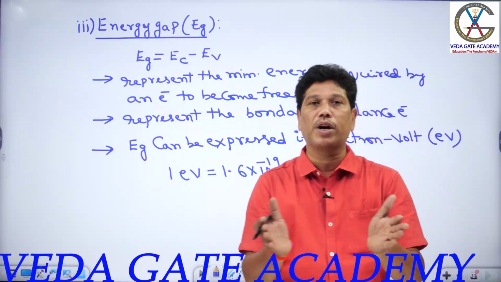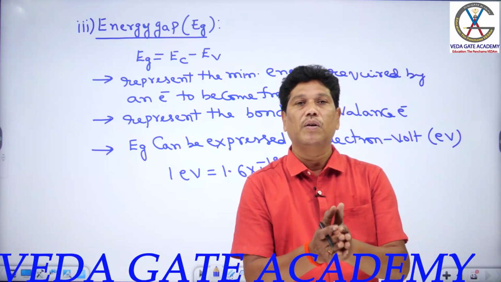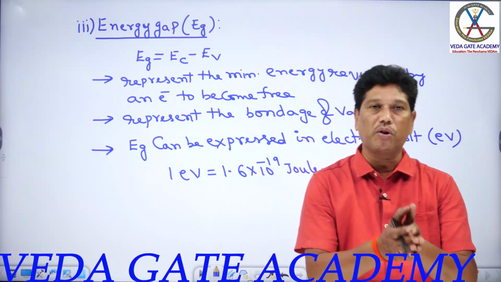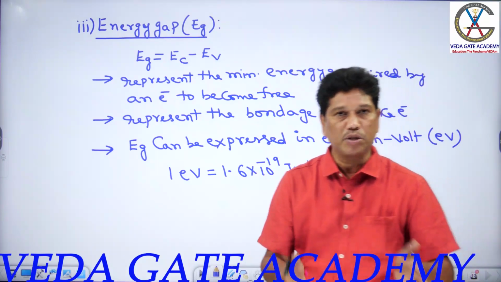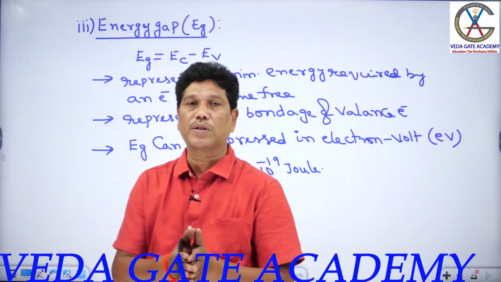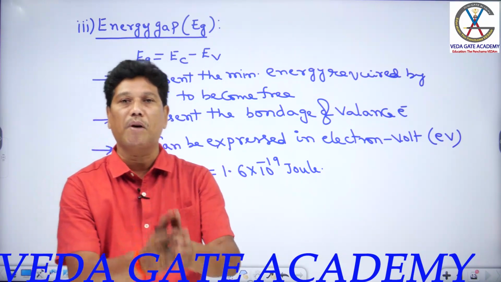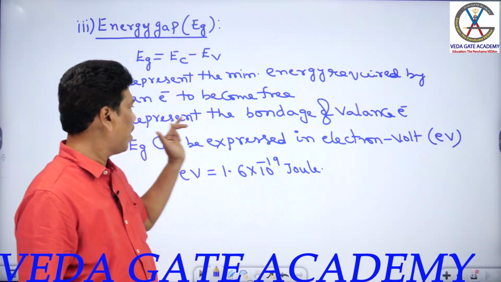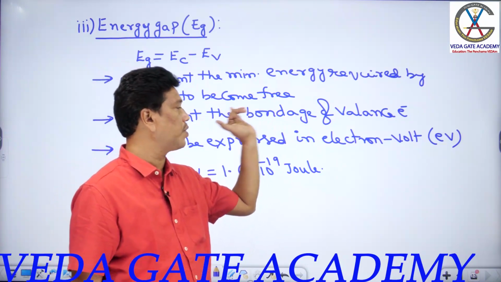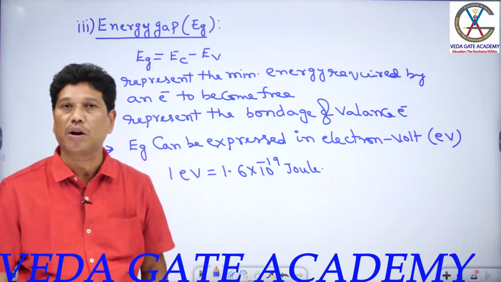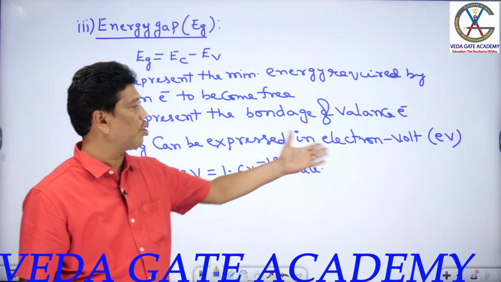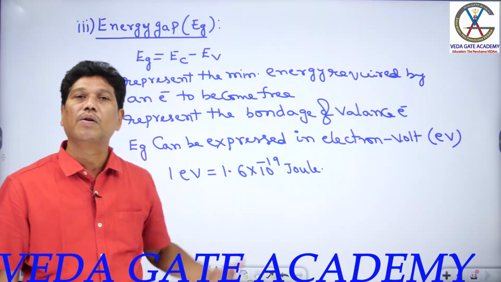Gap is more means more energy required. Whenever an electron requires more energy, it is a tightly bound electron. Suppose the gap is less, then less energy is required, and such an electron is loosely bound. So the size of this energy gap represents the bondage of the electron, and this energy gap is expressed in the unit electron volt.